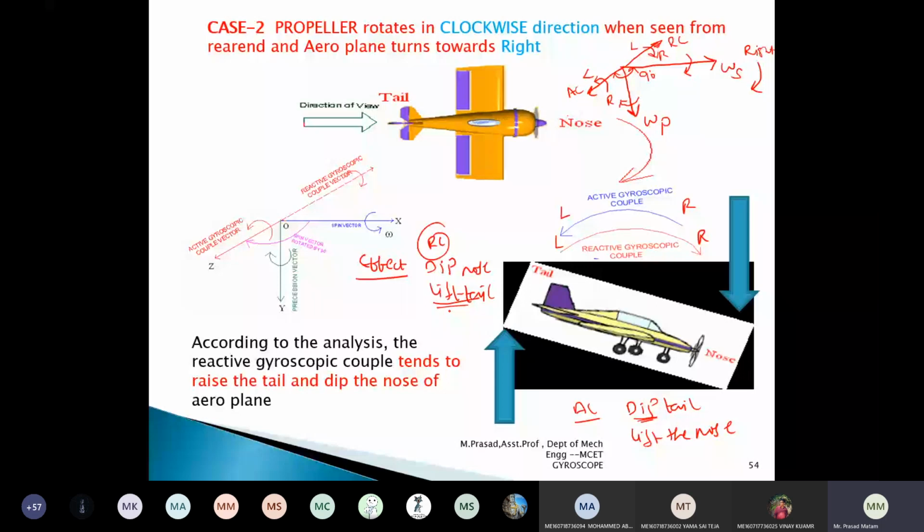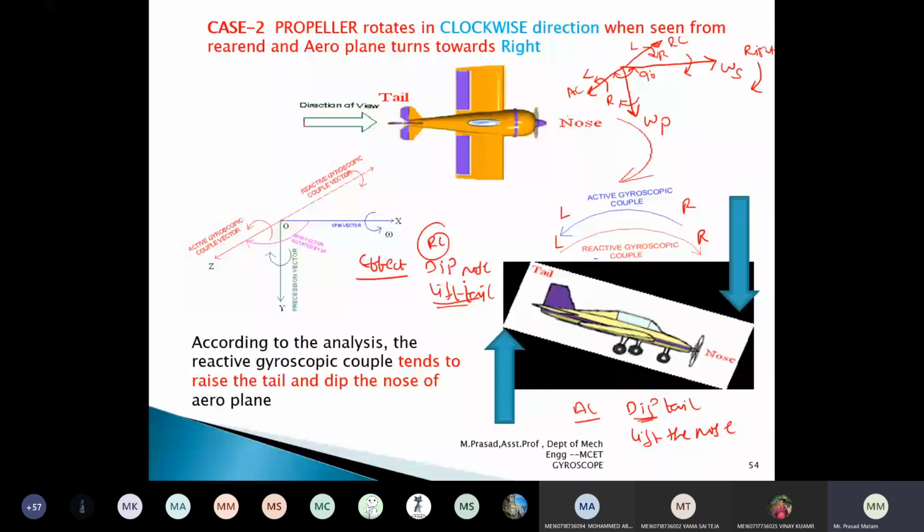If you see the nose in the active couple, what is the position of the nose? The nose is trying to lift. To maintain equilibrium, what is the reaction couple trying to do? It tries to dip the nose so that it remains in a uniform position. Always consider the gyroscopic effect due to the reaction couple. This is the answer you need to write: dip the nose and lift the tail.